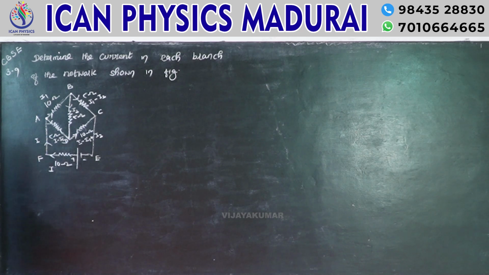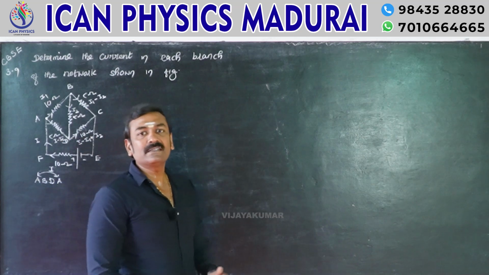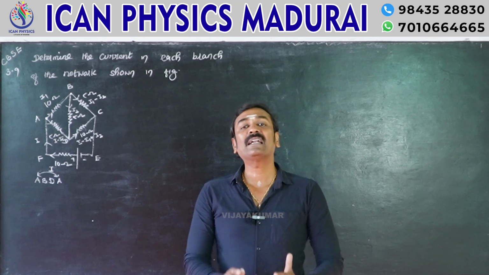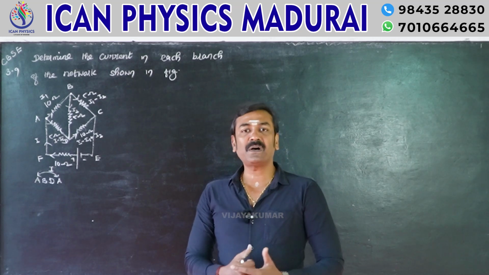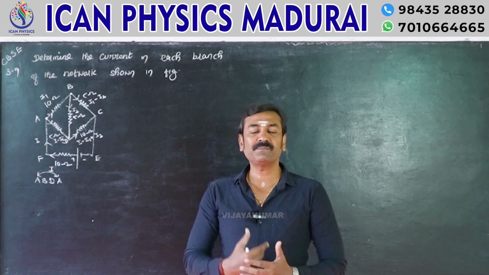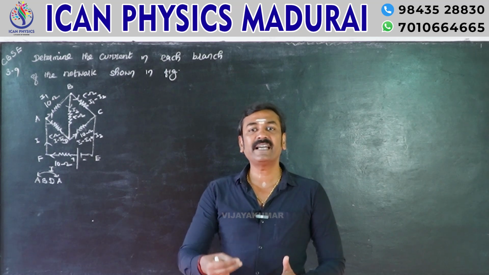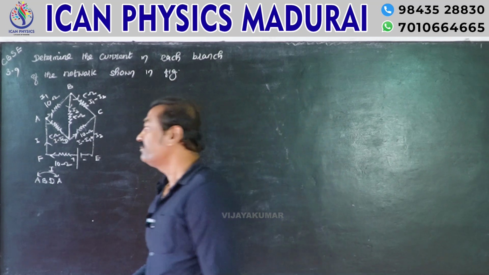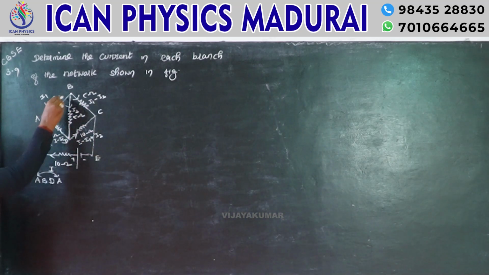Okay. Now, we are going for A, B, D, A. So, closed path. Okay. So, it's based on Kirchhoff's second law. Algebraic sum of product of current and resistance in each part of any closed circuit is equal to algebraic sum of EMF in that closed circuit. So, by using second law, we are going to solve this problem. Okay. A to B.